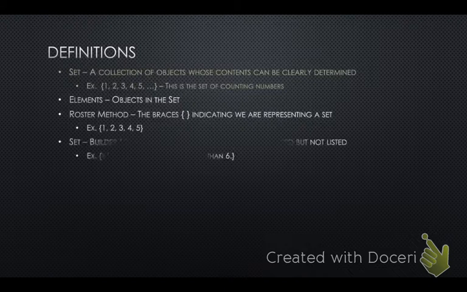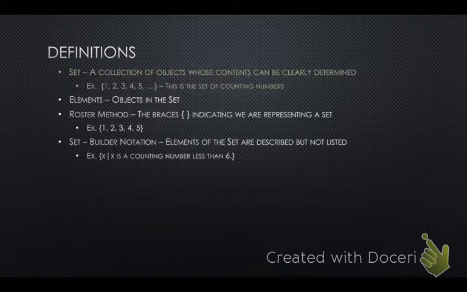The second one is what's called builder notation. It's basically like writing a description of what we're talking about. So instead of listing 1, 2, 3, 4, and 5, we just say that x, or any element in this set, is a counting number less than 6. So 1, 2, 3, 4, and 5. It's just a different way of writing it. It's basically describing the set instead of telling every single element in it.